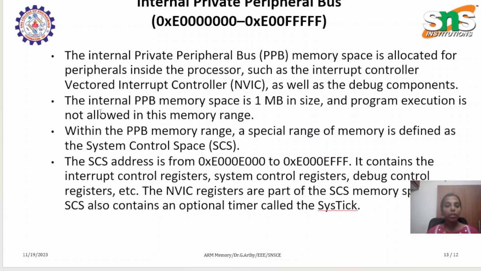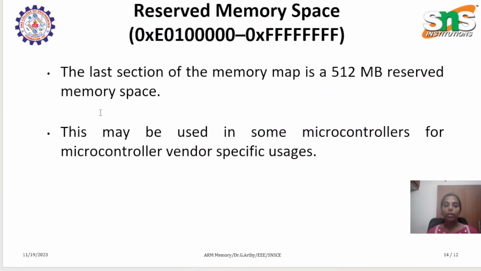Then this is the internal private peripheral bus. We have discussed the expanded version of this also. The internal private peripheral bus is allocated for peripherals inside the processor, such as the interrupt controller, vector interrupt controller, and debugging components. Its space is 1 MB. It is a special memory used for the system control space. It contains the interrupt control registers, system control registers, debug control registers, etc.